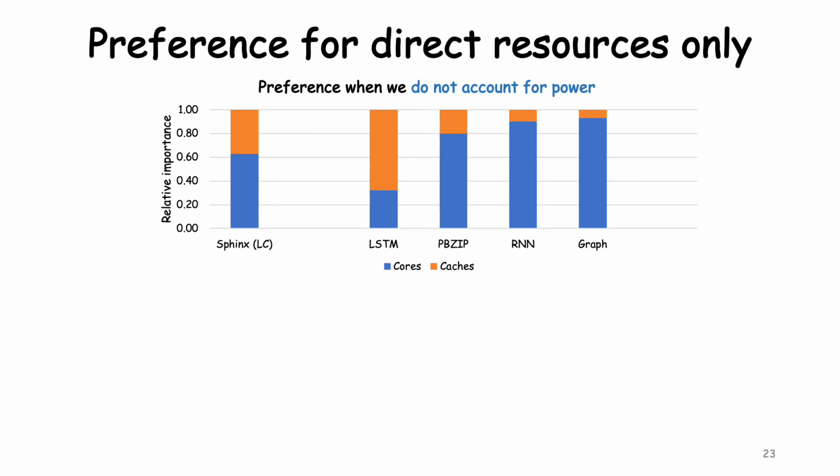We use the Cobb-Douglas utility function to reason about resource preferences and illustrate that we can arrive at an entirely different placement decision depending on whether we account for power as a constraining resource. Alpha j in the Cobb-Douglas utility function captures the preference for a direct resource as it captures the marginal performance. The x-axis in the plot shows a latency-critical application, Sprints, as well as its best effort candidate workloads: LSTM training, PB-zip compression, RNN training, and a graph processing workload. The y-axis for each application shows its relative preference for cores and cacheways. Note that the preference does not account for the power needs.